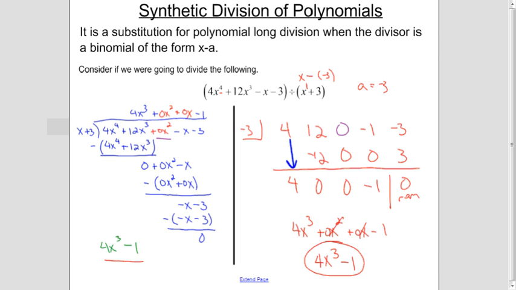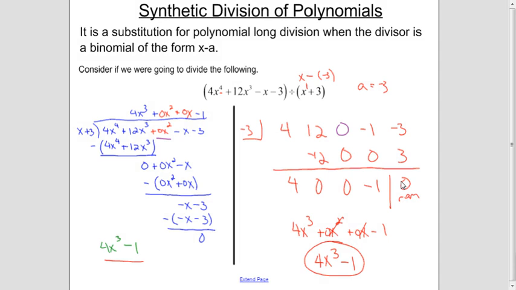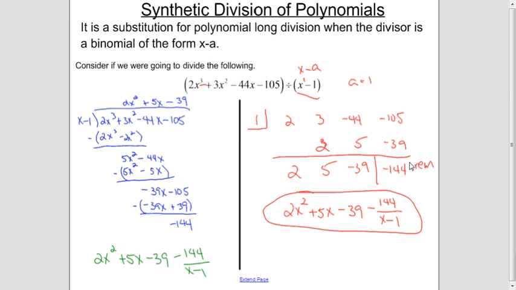Then you'll start to pull down the first term, bounce multiply, add down, bounce multiply, add down, bounce multiply, add down, and then in fact the last number you get represents the remainder. Sometimes the remainder is 0, and like we saw in this example, sometimes it is not.